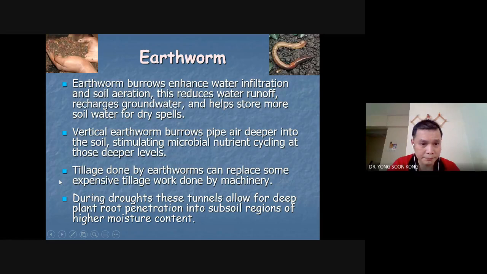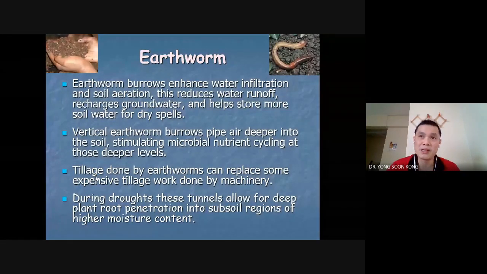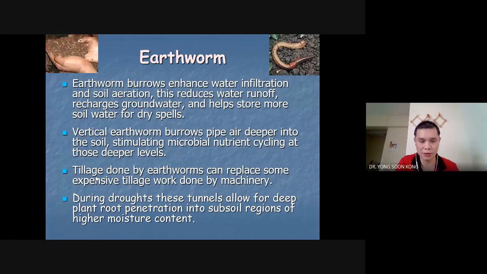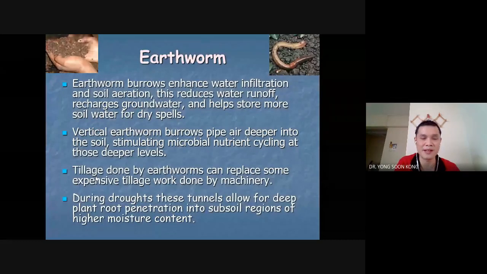And then number three, tillage done by earthworm can replace some expensive tillage work done by machinery. Do you know what is tillage? I'm sure some of you know, but if you don't know, tillage in Bahasa Melayu is called bajak. So you have kerbau and you have those tanja, and then you tolak to create air inside, isn't it? Now, earthworm can do it without having to use all this machinery. Because why? This earthworm can, they just move around and your soil is already cukup gembur actually. It already has a lot of air inside that you don't need manual tillage. So another advantage there for farmers.